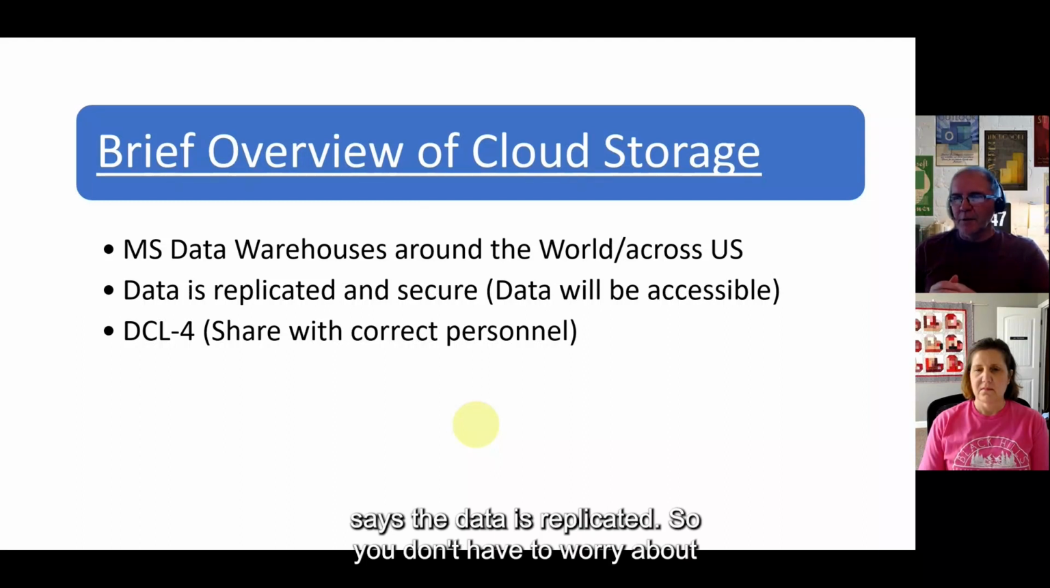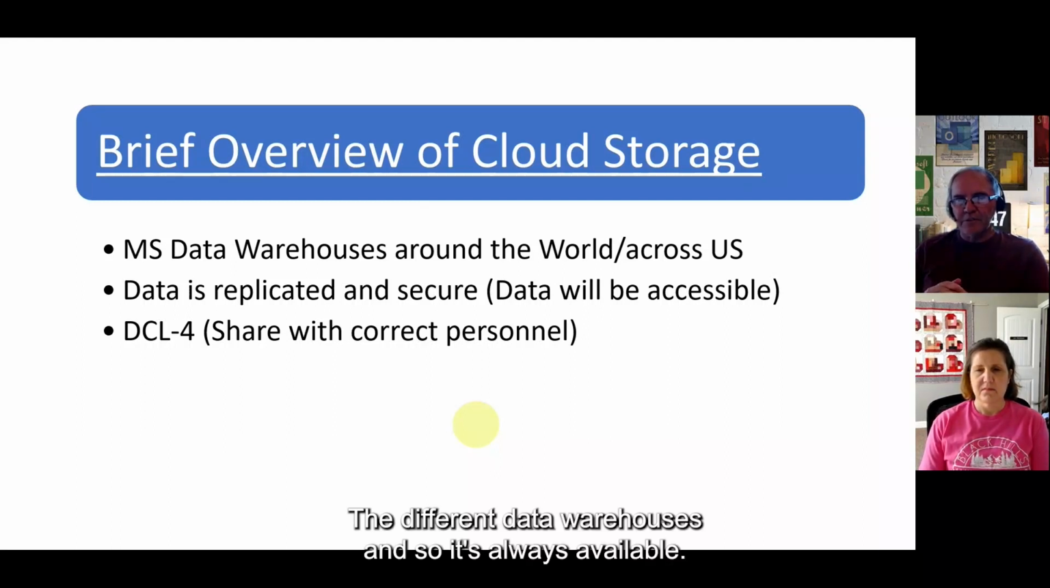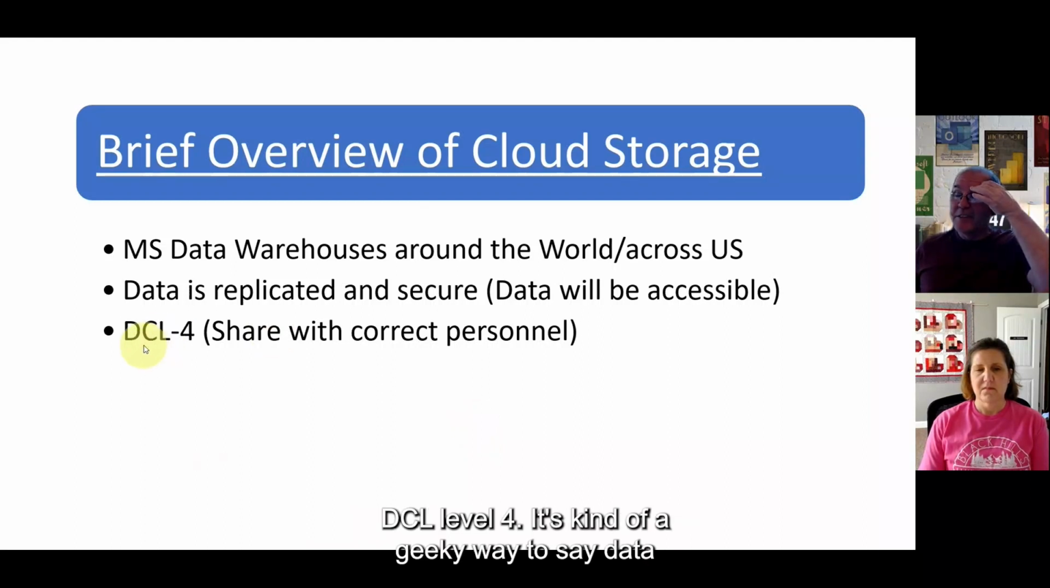So you don't have to worry about your file server going down, or, if there's an update, having to take it down to update the file server. It's replicated across the different data warehouses, so it's always available. It's also secure. We now just log in with our university credentials. The next bullet point is DCL level 4.